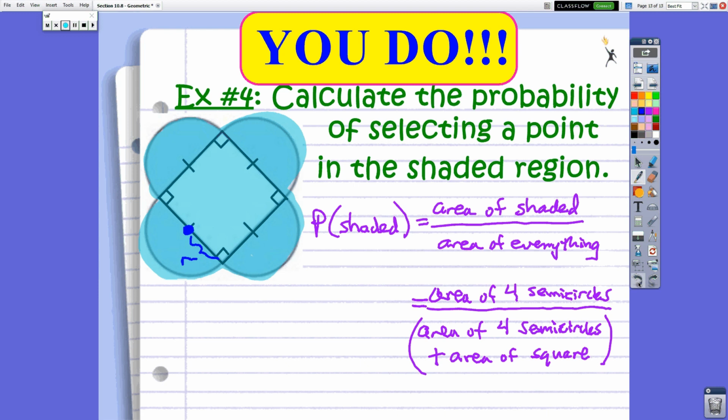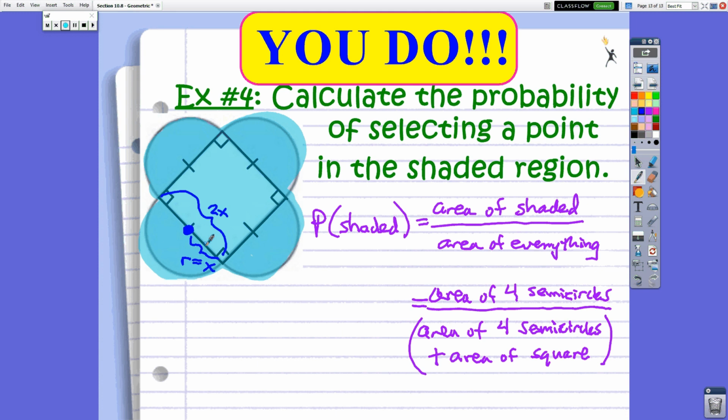Another way to do this would be to not make up numbers, but to make up variables. So what if, for instance, we called the radius x? Then think about, what would the side length of the square be? It would be x plus another x. It would be 2x. And so this is where I really want to challenge you, if you want the extra challenge, is do this problem with variables. And what you'll notice that'll happen in the end is that all the variables will cancel out top and bottom, and you'll be left with a natural number.